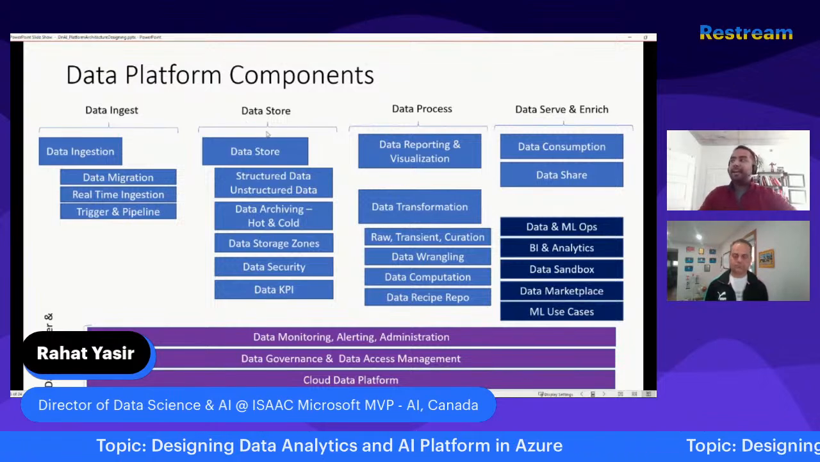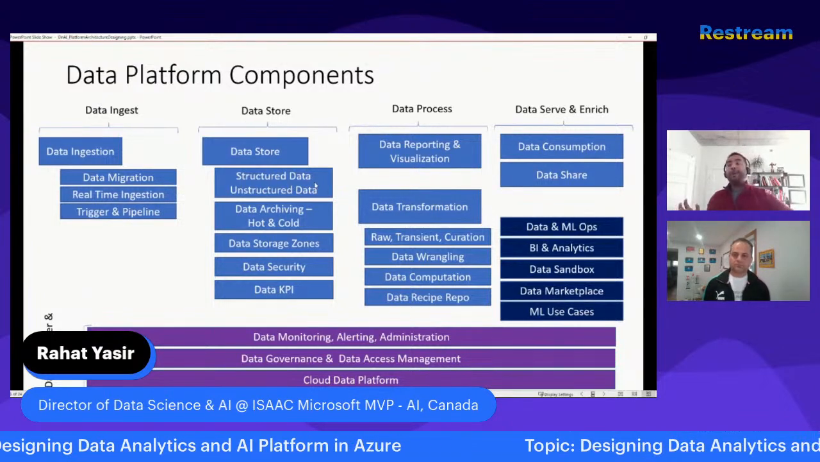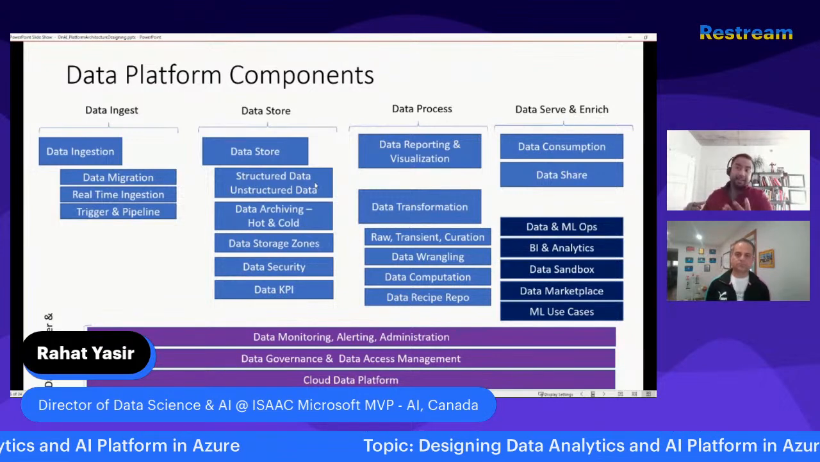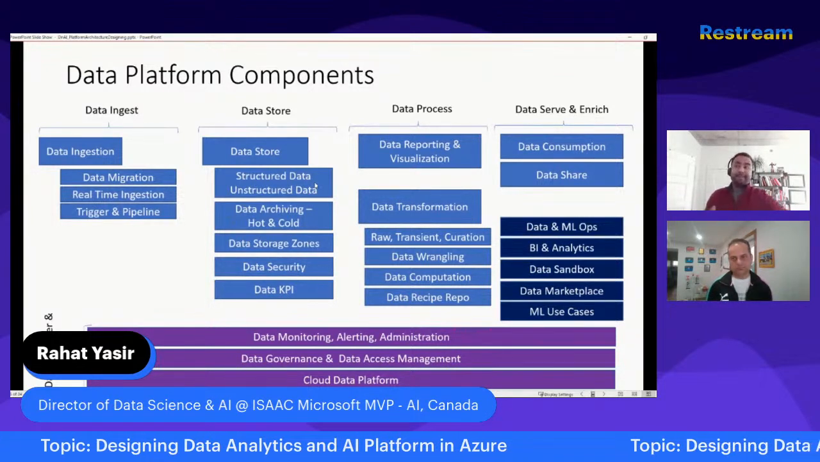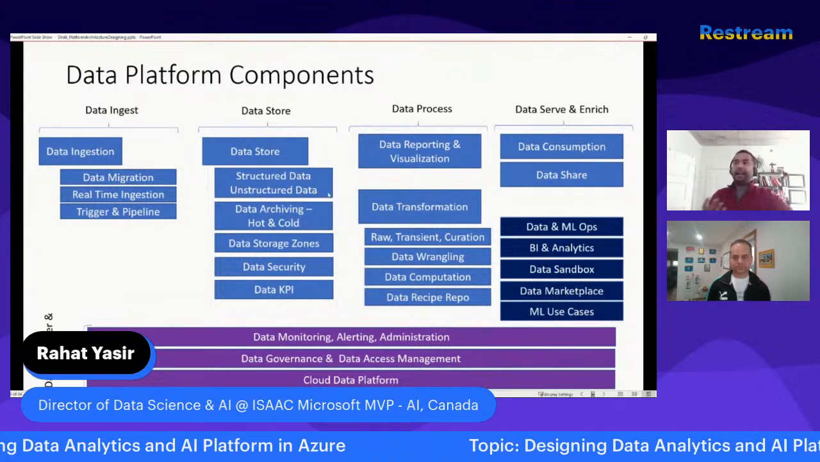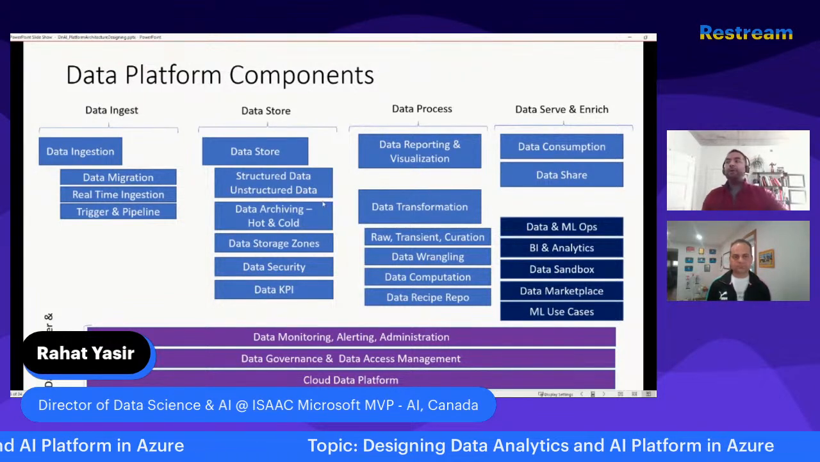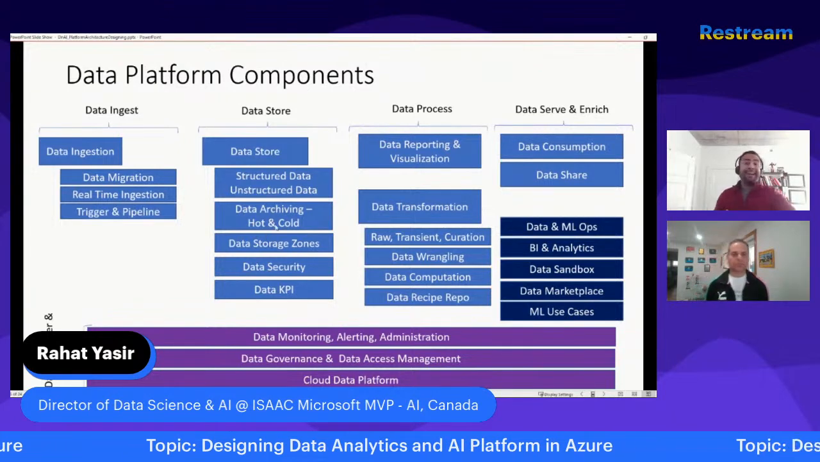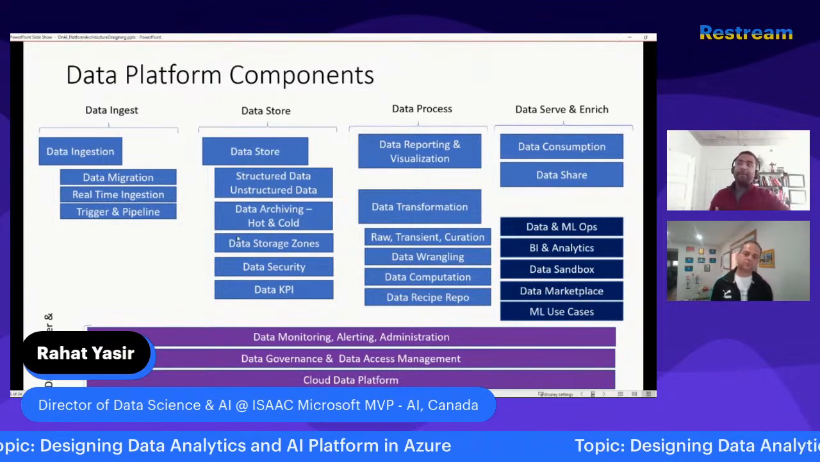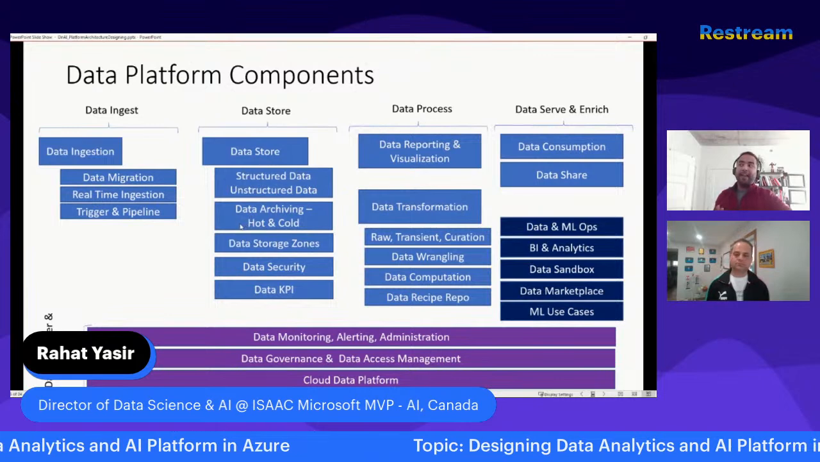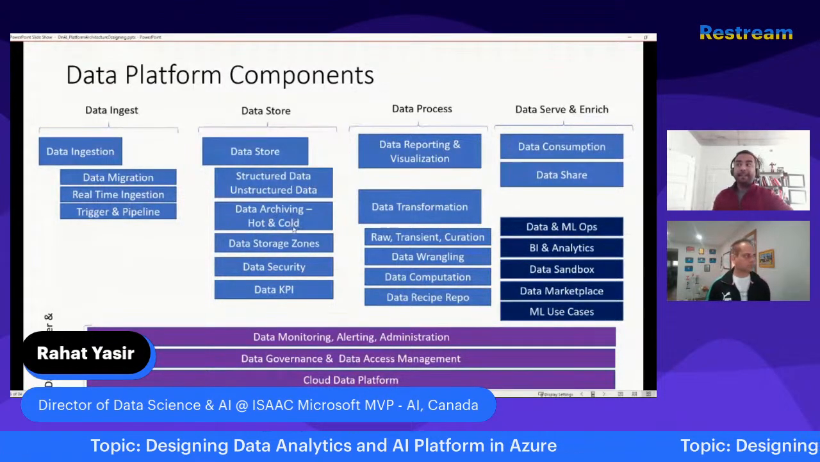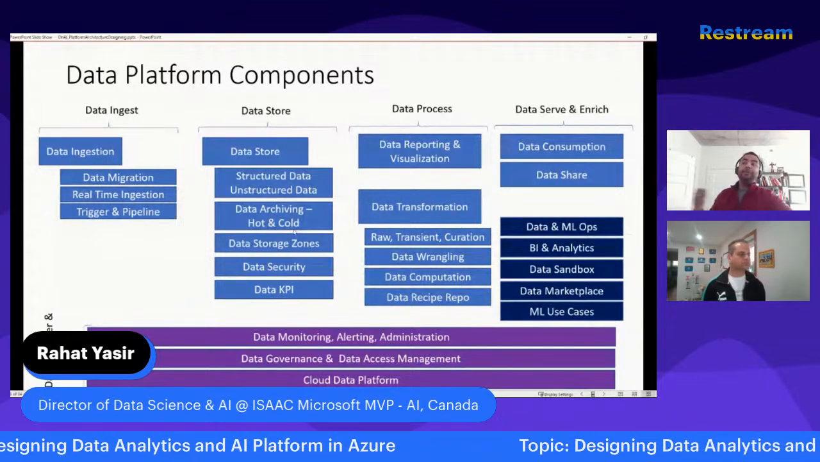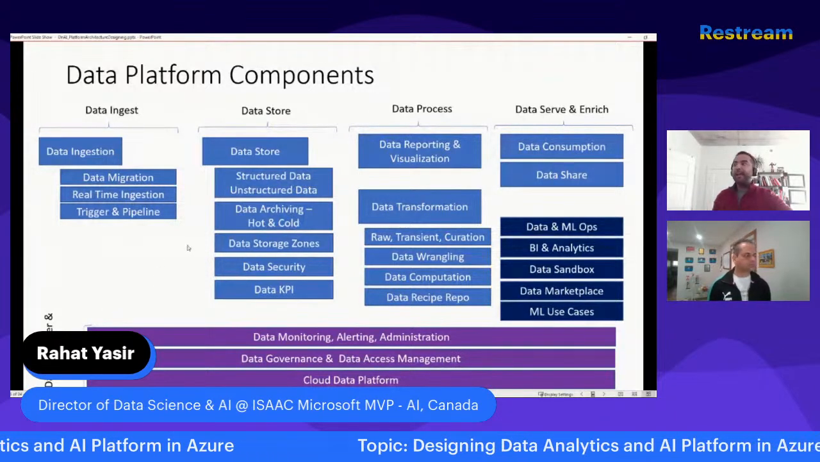When you're storing the data, you also need to be able to store structured data, which is SQL, and unstructured data. It can be flat files or something like that. You also need to have a data archiving mechanism, hot and cold, because you don't want to keep everything in the hot, and it's expensive. And also, you don't want to put everything in the cold, because if you need it, then you will have to pay extra money to load it.